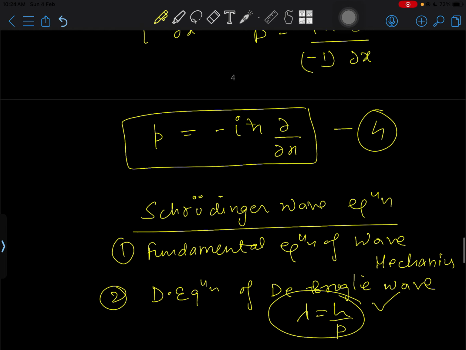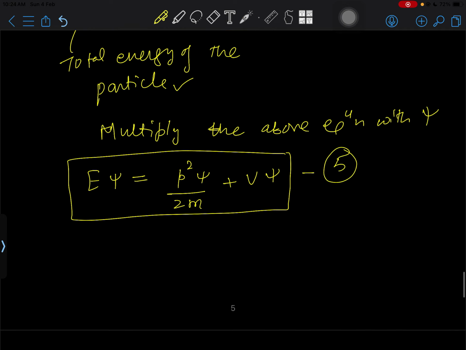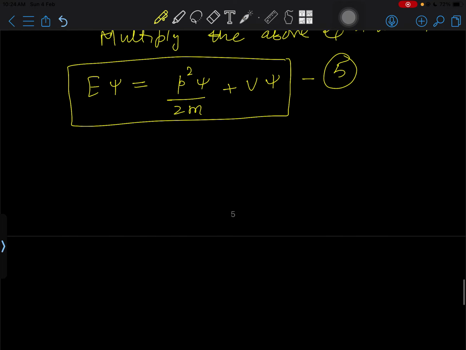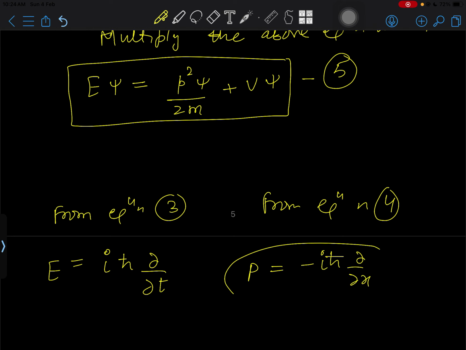What we have considered before, equation number 4, so this can be considered as equation number 5. Now as we have discussed the energy operator, from equation number 3 we have got the value of the energy operator E as i h cut del over del t, and from equation number 4 we get p is equal to minus i h cut del over del x.